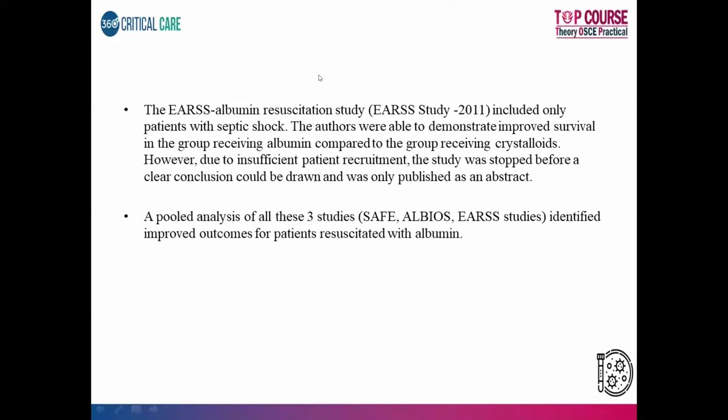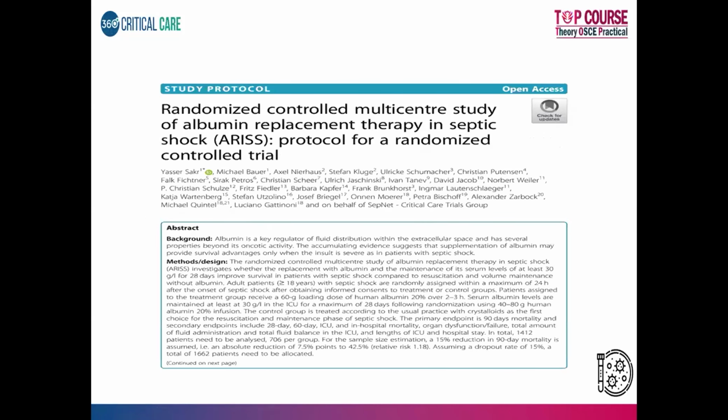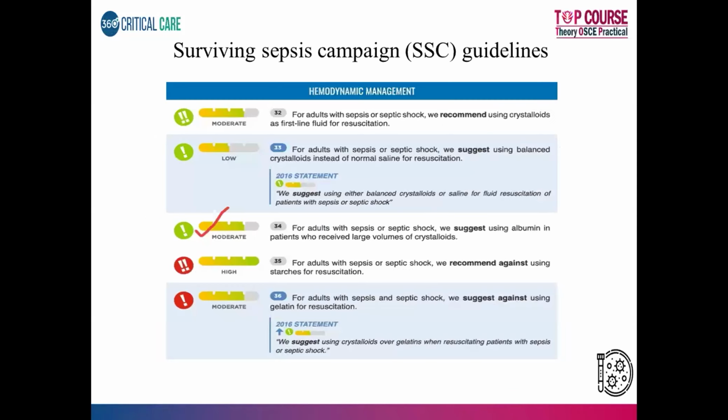So, in a pooled analysis of these three trials, the SAFE, the ALBIOS, and the EARSS trial, they have identified improved outcomes for patients resuscitated with albumin. Post which, there is one ongoing trial, the ARISS trial, which has not been published yet. So they are also comparing the role of albumin in sepsis. So results are still awaited.